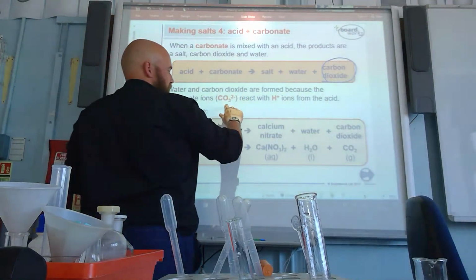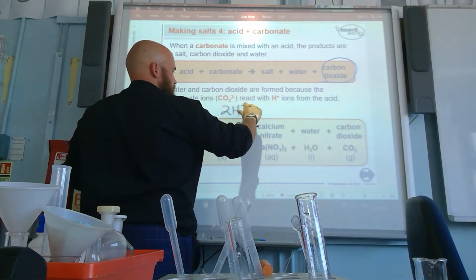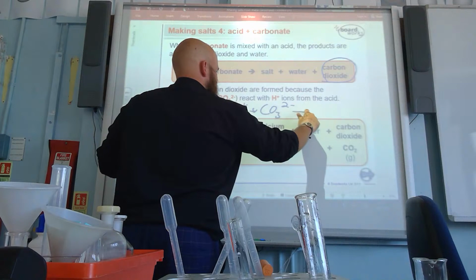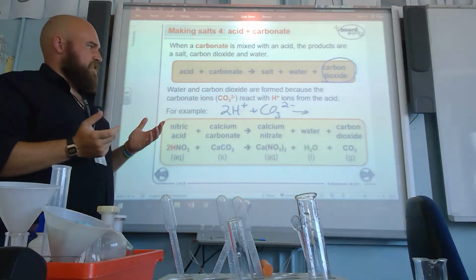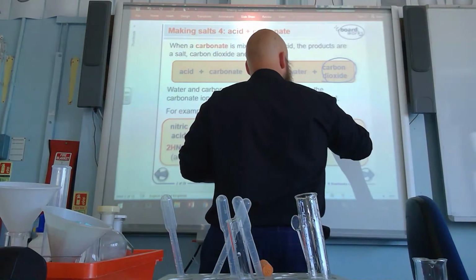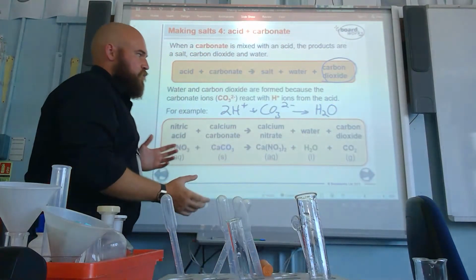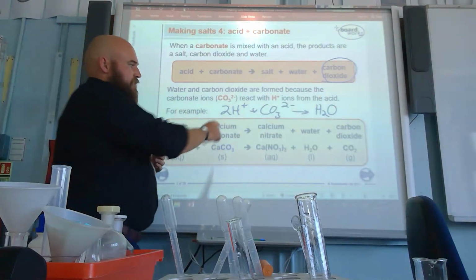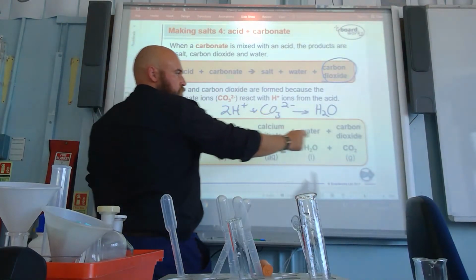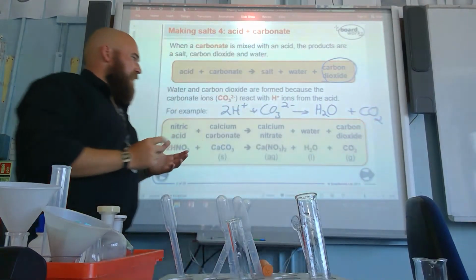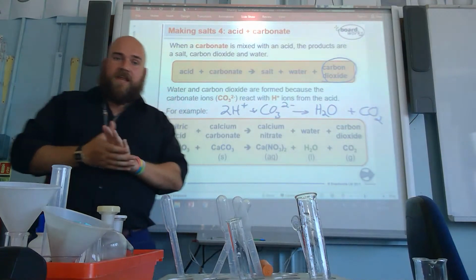If you want to see exactly what happened there, 2 H plus ions plus a carbonate ion. Well, we're saying that it's going to make water. Well, what's the formula for water? H2O. And then if I take away H2O from this side, what am I actually left with? So if I get rid of those 2 H's and one of those O's, the other product must be CO2. So that's what happens when a carbonate reacts with an acid.